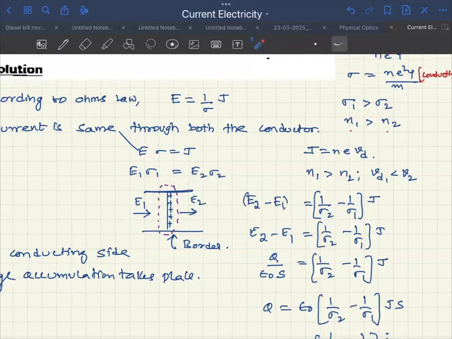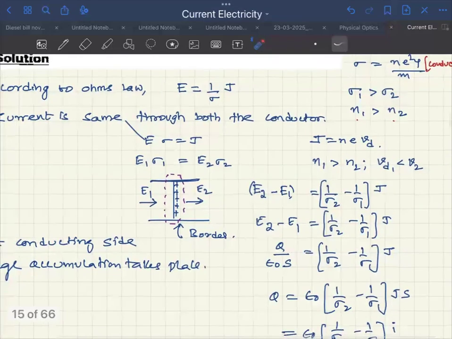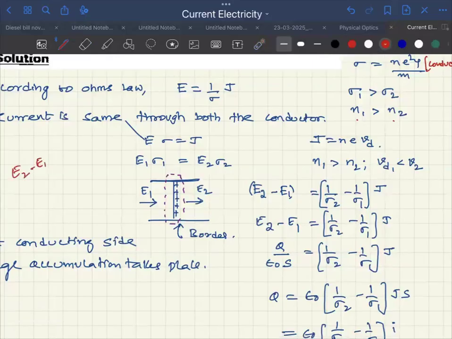You may question me, how do you know E2 is greater than E1? Arya, don't be foolish here. You told me just now sigma 1 greater than sigma 2. When sigma 1 is greater than sigma 2, E2 must be greater than E1. So therefore, E2 minus E1 can be written like this. Right. But Gauss law says, if there is a charge accumulated here, E2 minus E1 times A is 1 by epsilon naught times the charge enclosed. This is as per Gauss law.